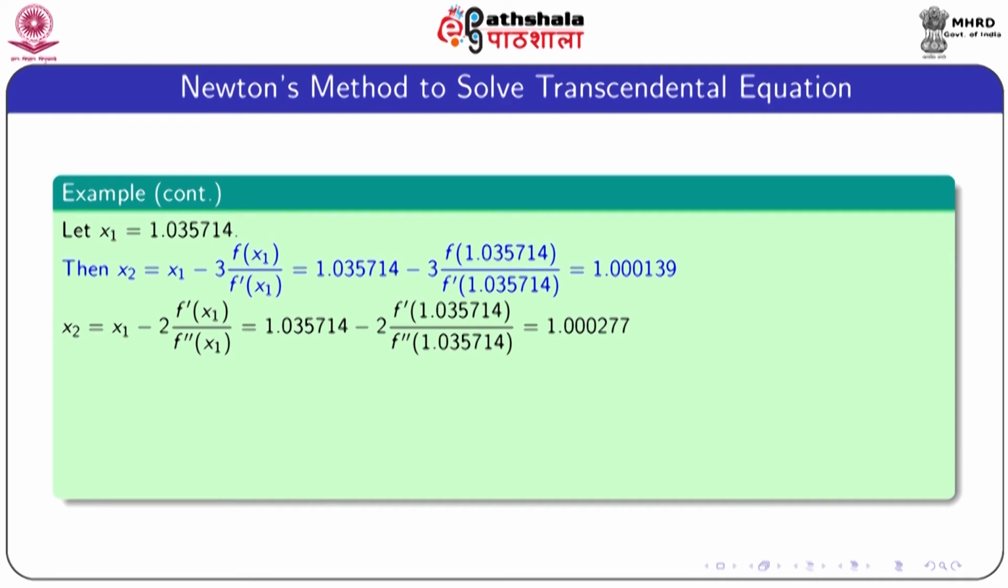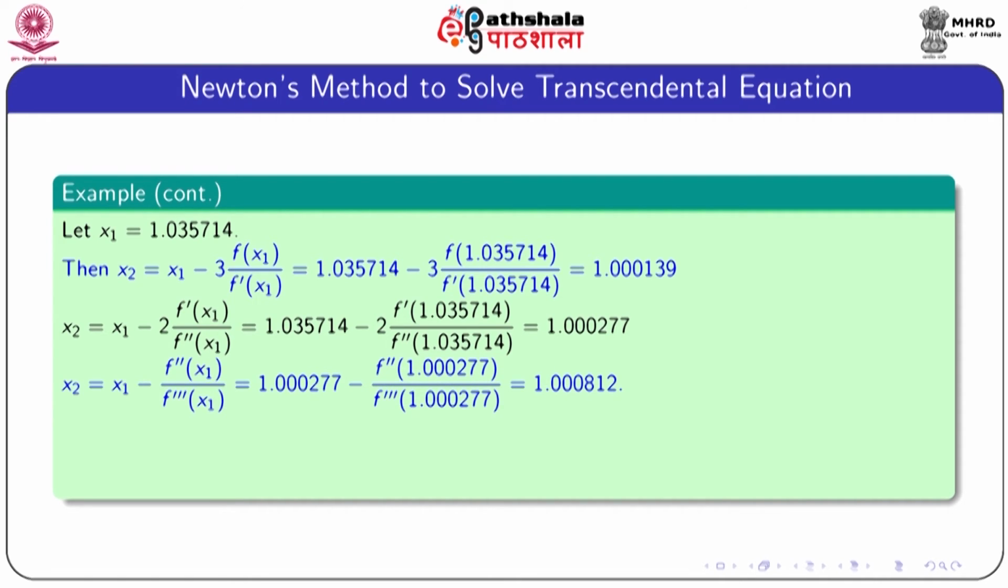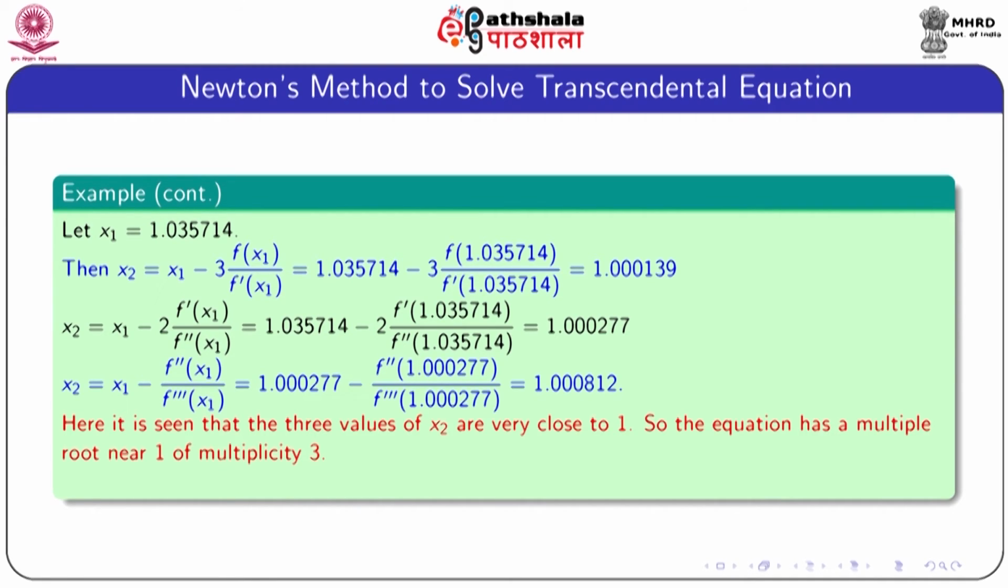second formula to get the second approximate value x2 is x1 minus 2 into f prime x1 by f double prime x1. After simplification, it is equal to 1.000277, and the third formula gives the value of x2 as 1.000812. So in this case, we see that the three values of x2 are very close and close to 1. So the equation has a multiple root near 1 of multiplicity 3, because three values are close to 1.